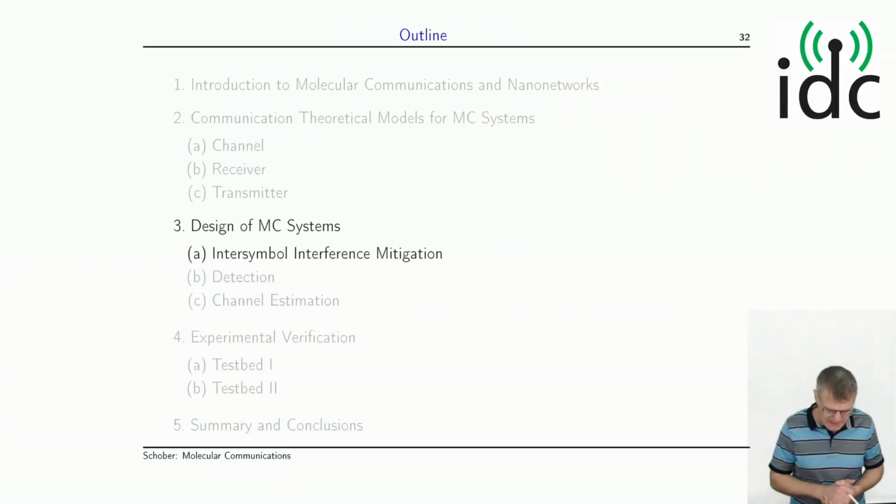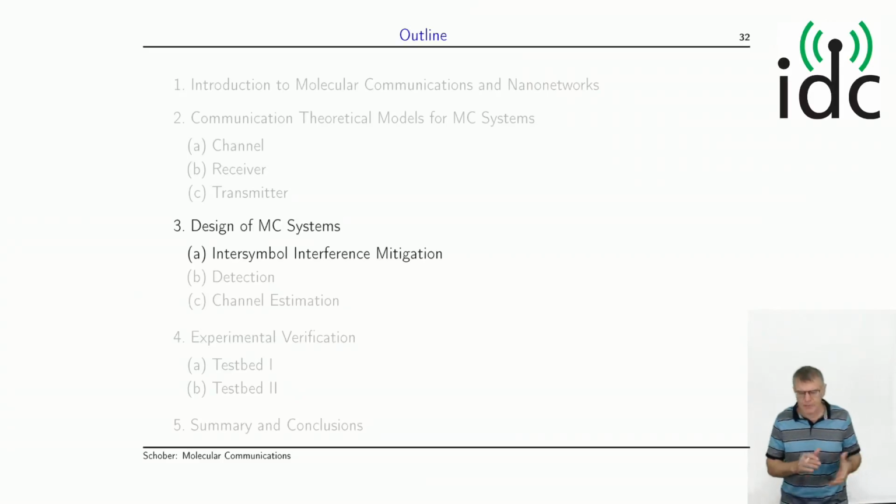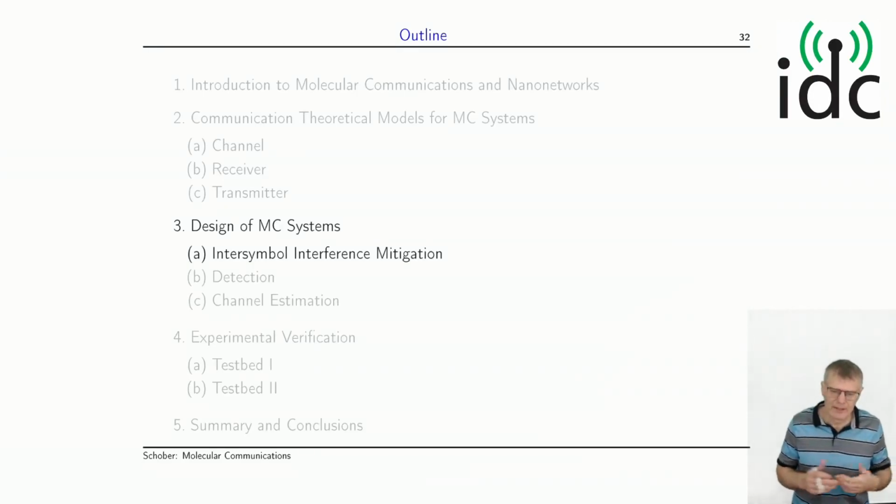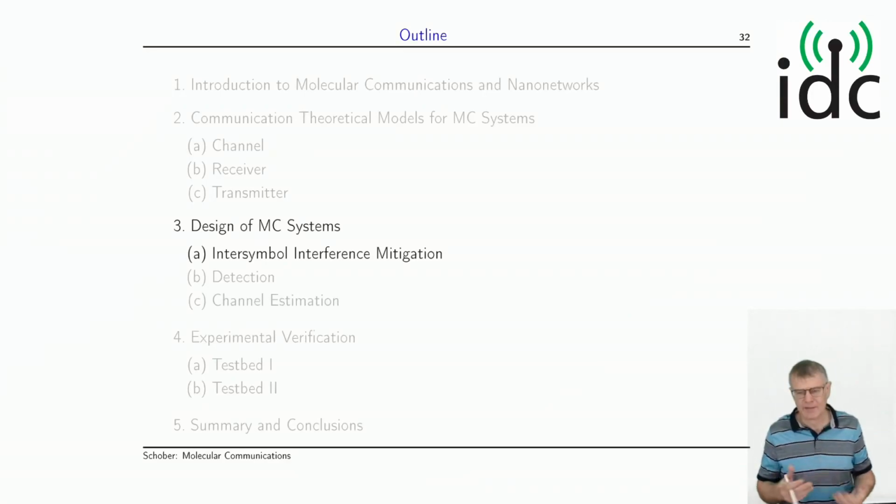Okay, so with this, I think I complete this modeling part, and now we have a quick look at a design problem. This design problem here is intersymbol interference, and I picked this because all of you are probably familiar with intersymbol interference from your wireless communication courses.